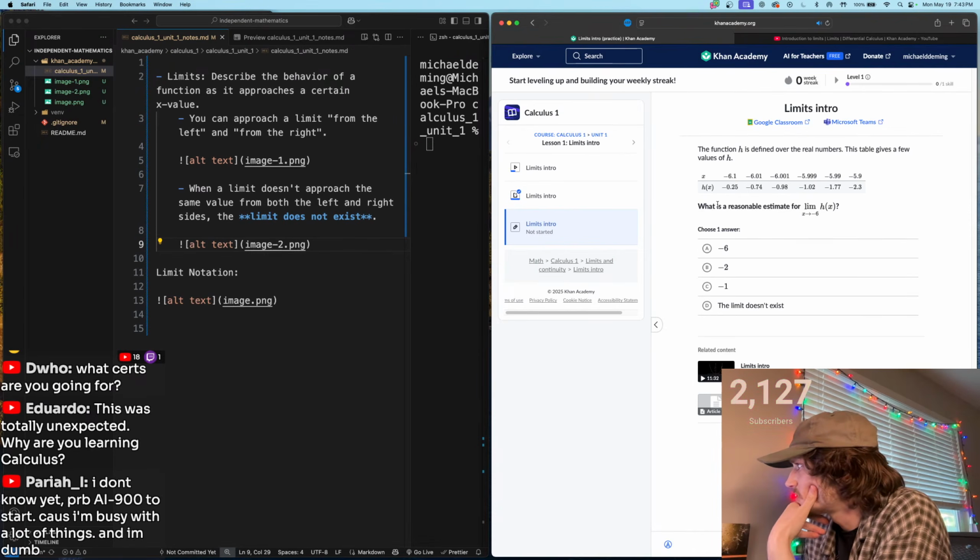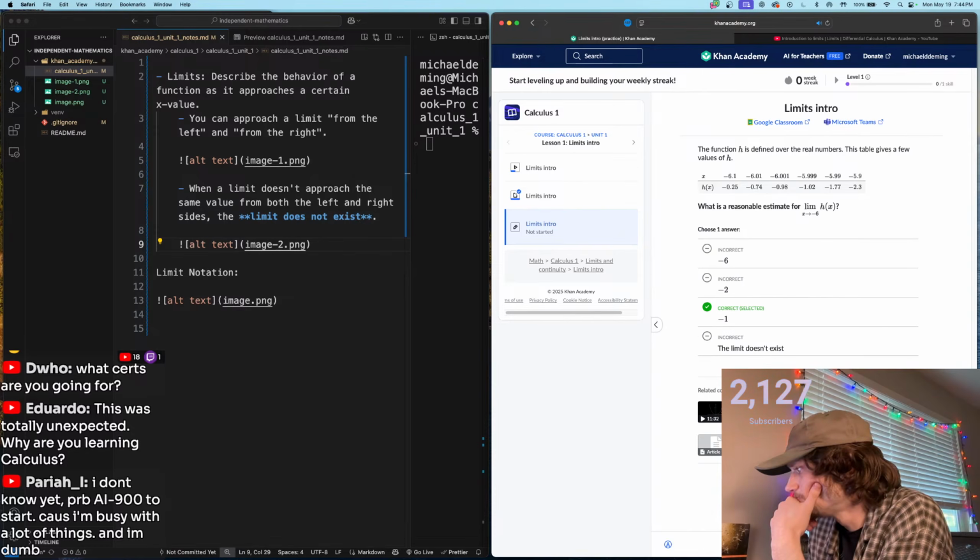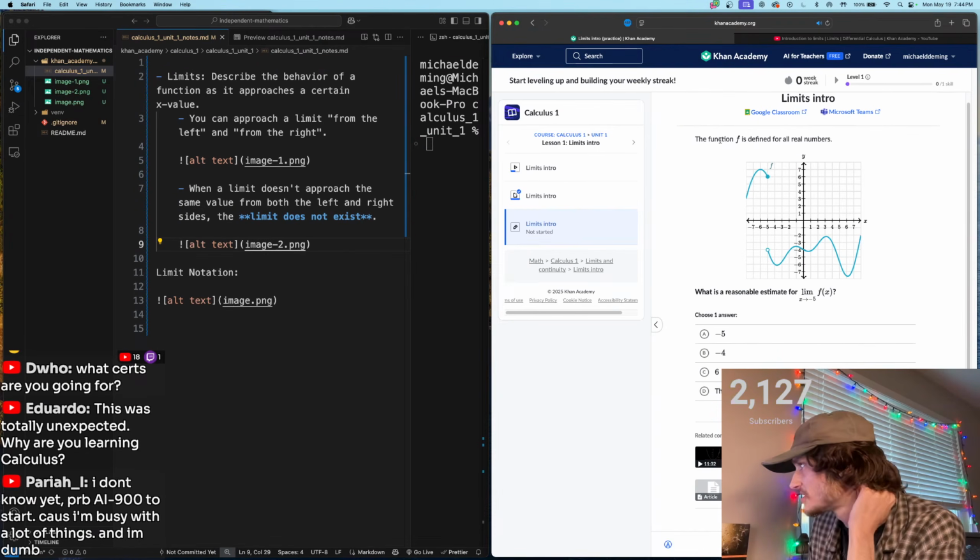So as x approaches -6. The function is defined for all real numbers.